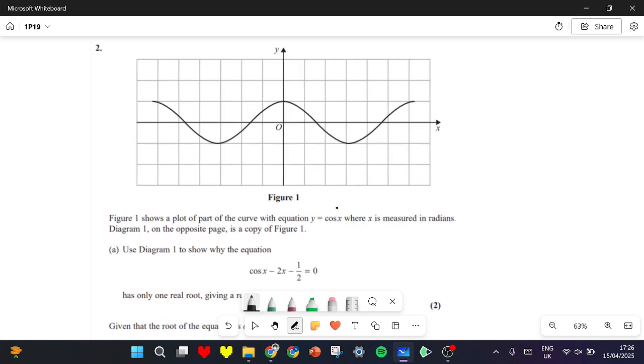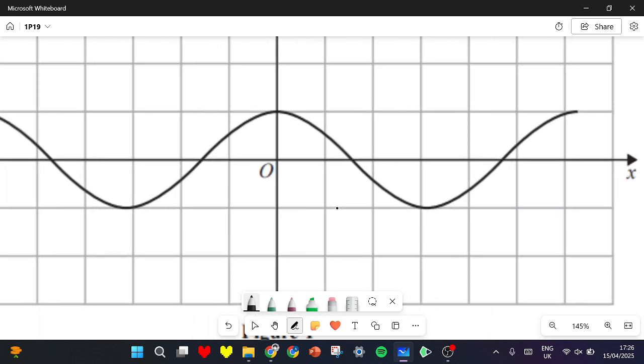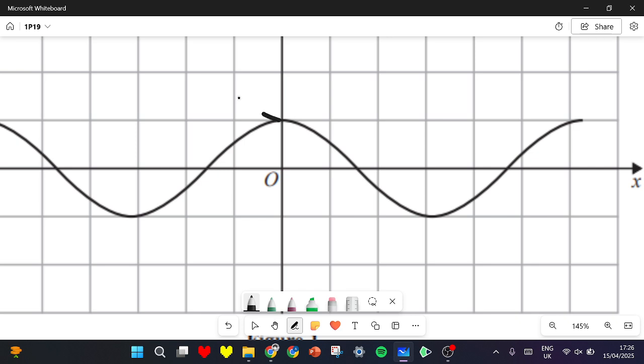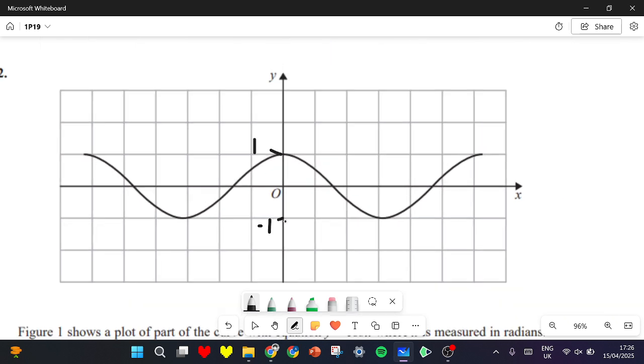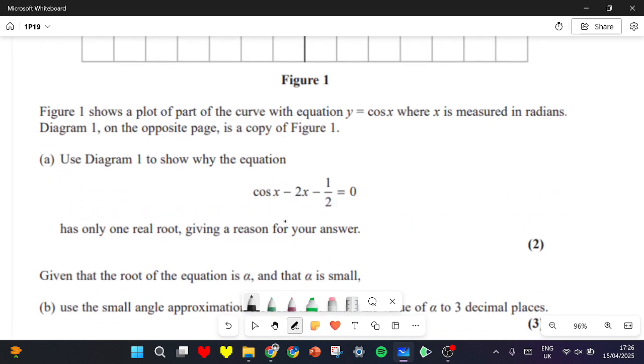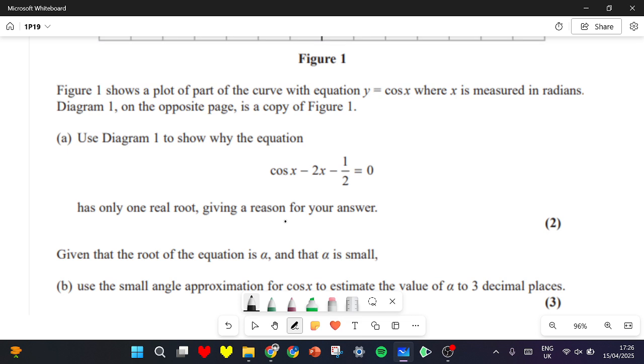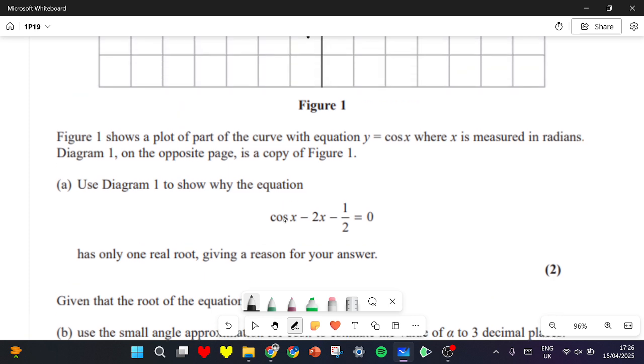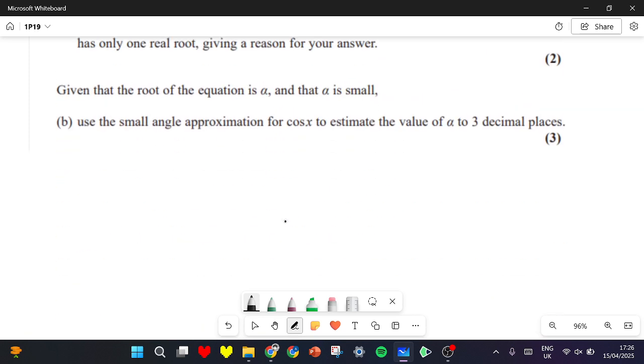I guess you can start by remembering that this is going to be 1, and then this one's going to be -1, right? Because that's just what you have to know about the cos graph. So we have to show that cos x minus 2x minus a half is equal to 0 has one root. So let me write it out.